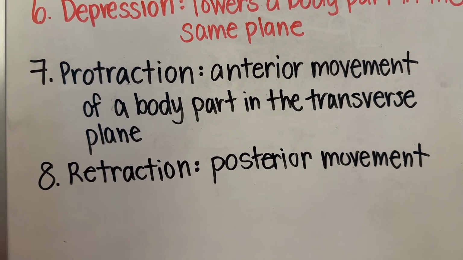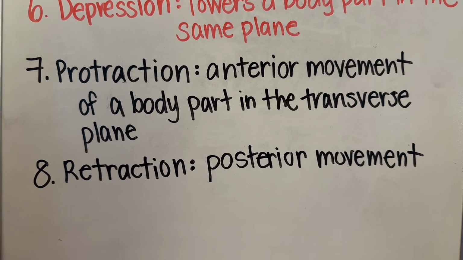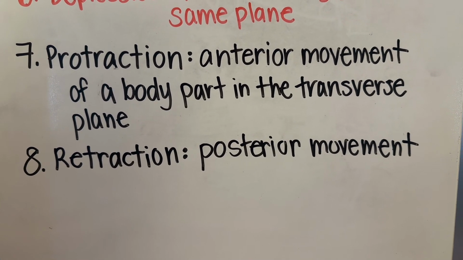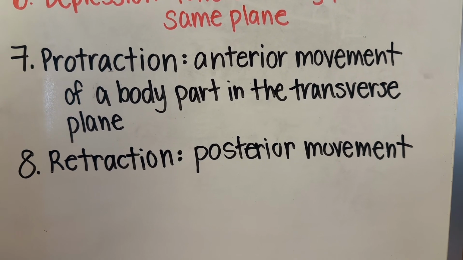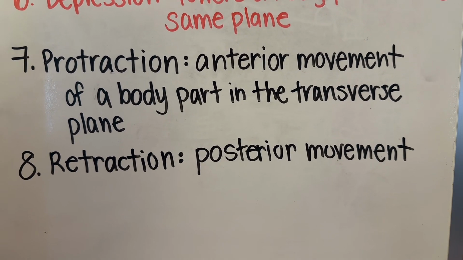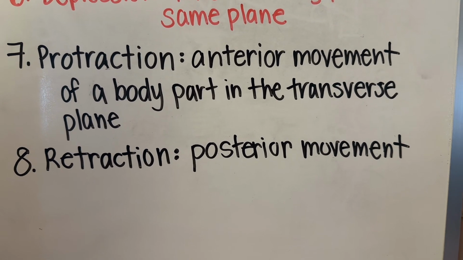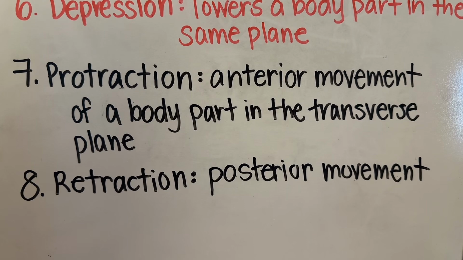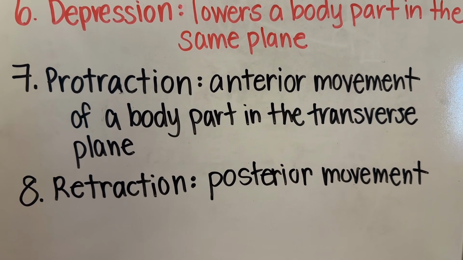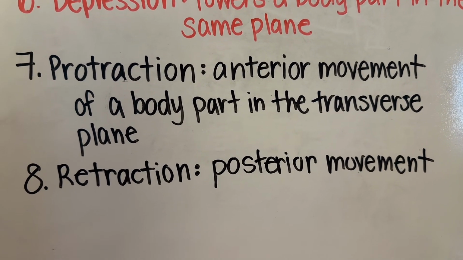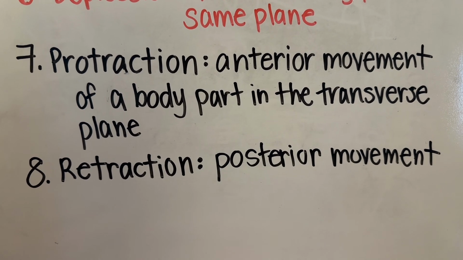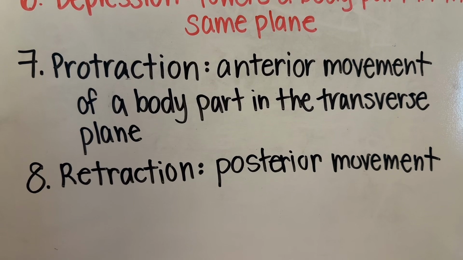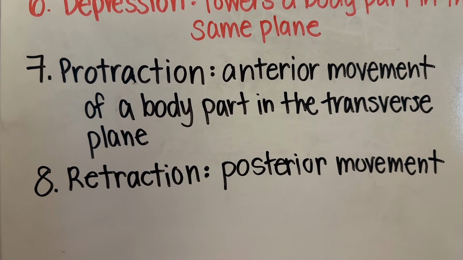Next up, we have protraction and retraction. Protraction, anterior movement of a body part in the transverse, that's the horizontal plane. And then retraction is posterior movement of a body part in the horizontal plane. And I'm going to demonstrate pushing something in front of me, or pushing something away, and pulling back, returning to the zero position.